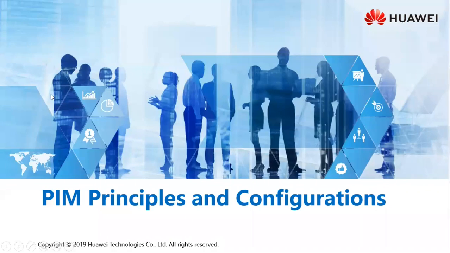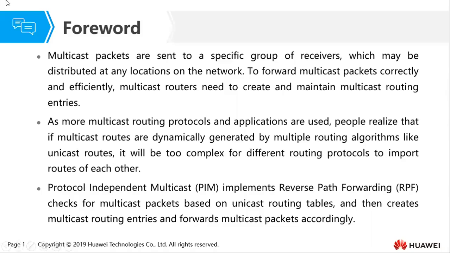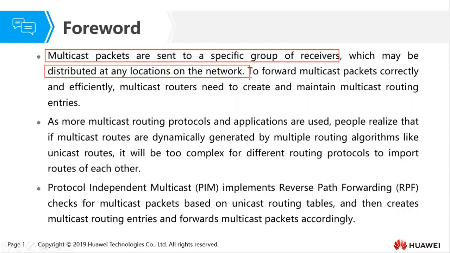Okay, so now we look at PIM, protocol independent multicast. We want to understand how it works and how to configure it. So still on multicast. Multicast packets are sent to a specific group of receivers, which may be distributed at any locations on the network.